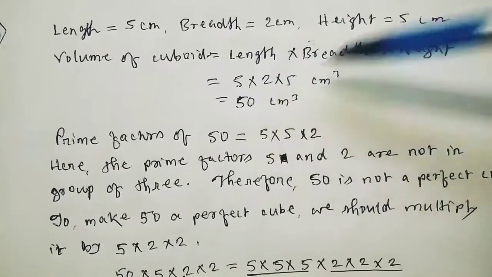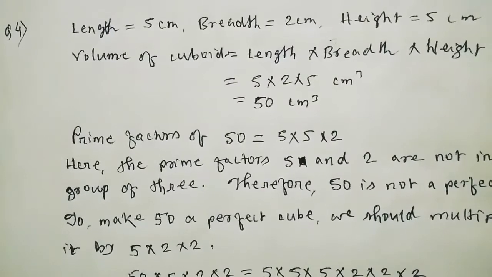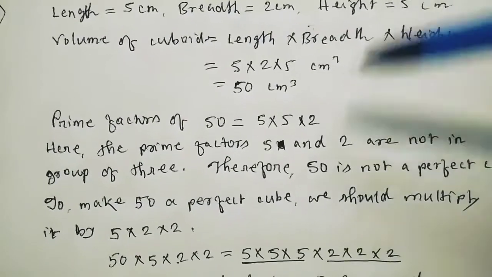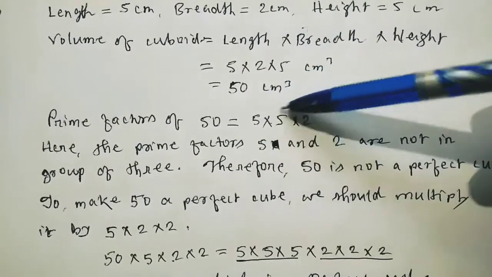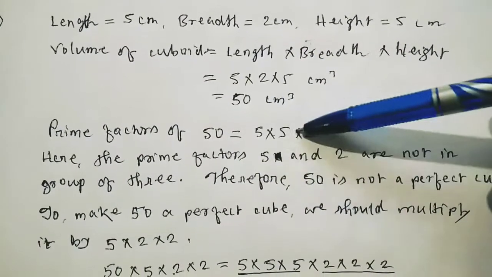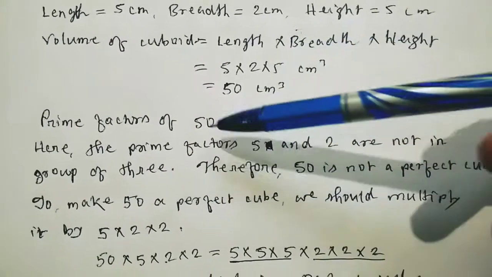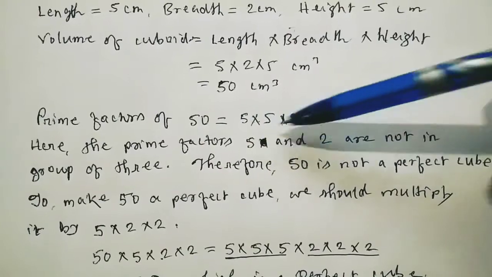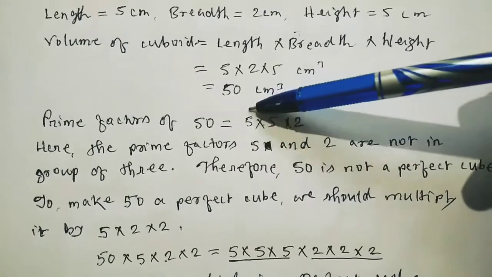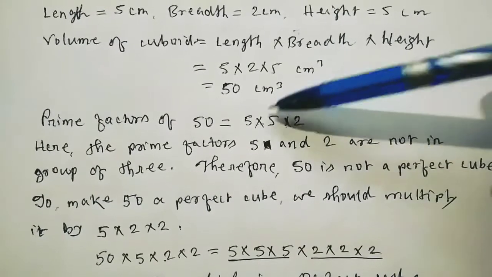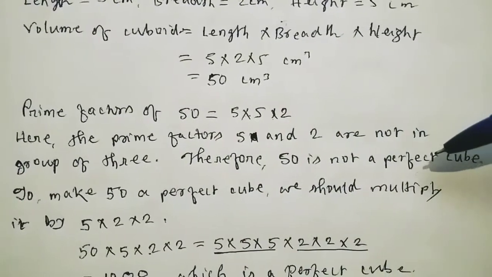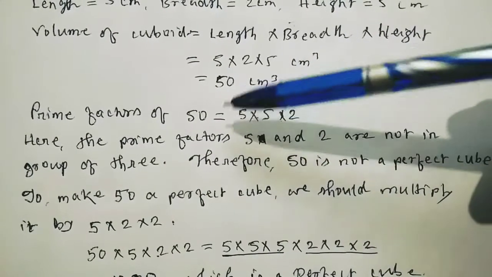Now you have to check whether this number 50 is a perfect cube or not, because you have to find a cube. So prime factors of 50 are what? 5 into 5 into 2. Okay, when you do the prime factors of 50, it comes to 5 into 5 into 2. So hence here the prime factors 5 and 2 are not in a group of 3. To be a cube, these numbers should be in a group of 3. So 5 is not a group of 3, 2 is also not a group of 3. So therefore 50 is not a perfect cube. Understood?